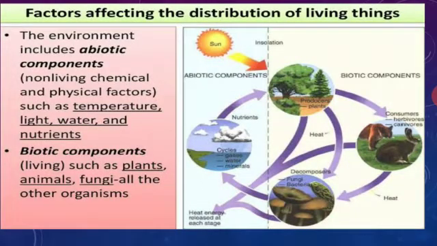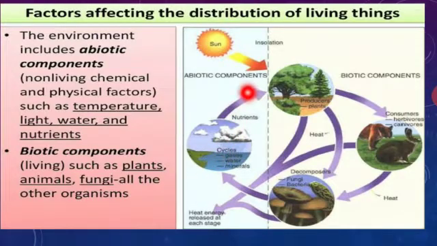Factors of the organisms can be classified into two: one is abiotic and the other is biotic component. Abiotic means non-living, chemical as well as physical factors. Examples are temperature, light, water and nutrients. Biotic components mean living components, so you can say plants, animals, fungi and all other organisms.